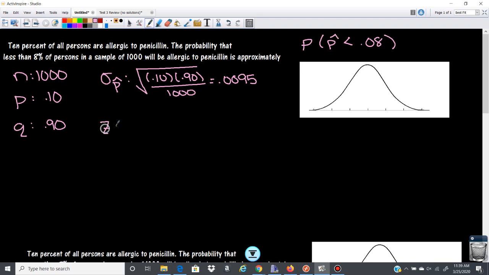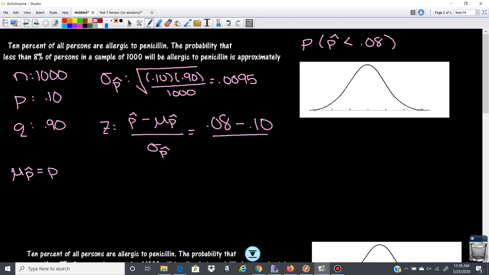So remember, our z-score is given by p hat minus the mean of p hat, over the standard deviation of p hat. Remember here that the mean of p hat is equal to p. I want my p hat less than 0.08, so 0.08 minus our p, 0.10, because the mean of p hat is equal to p, over our standard deviation, which is 0.0095.